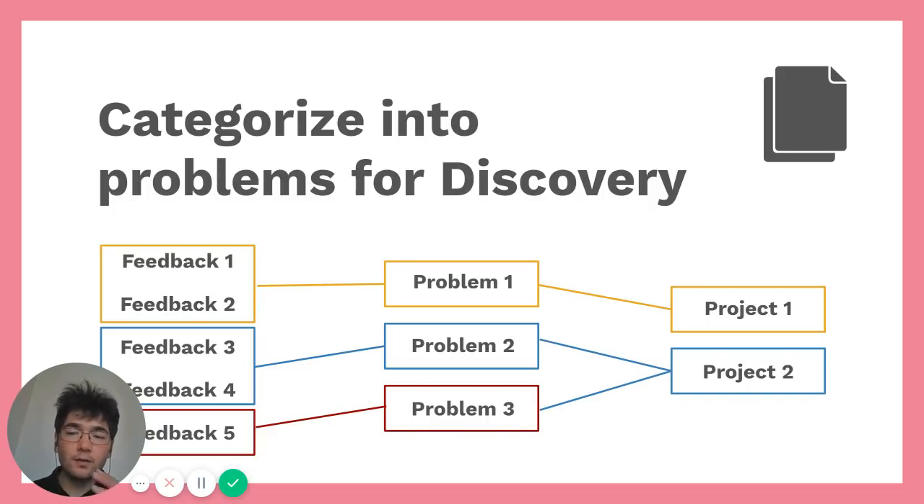So it starts with feedback, of course, and you will have feature requests, but make sure you categorize and aggregate all these feedback messages into problems, and then again organize these problems into roadmap projects that you're going to prioritize.